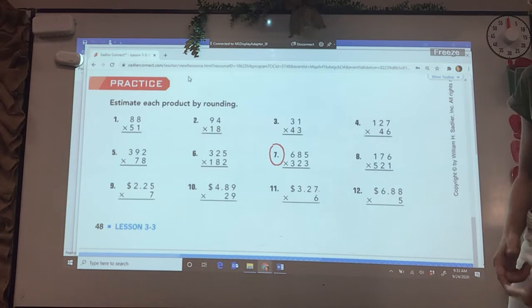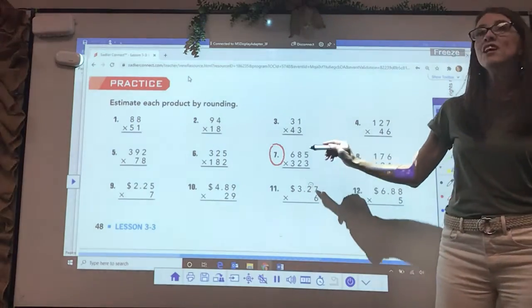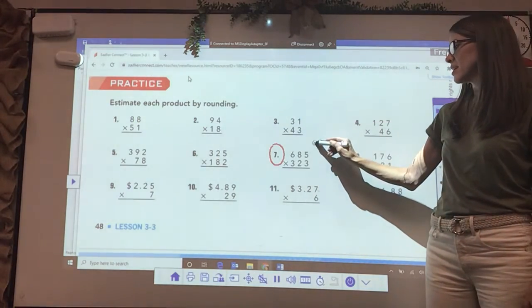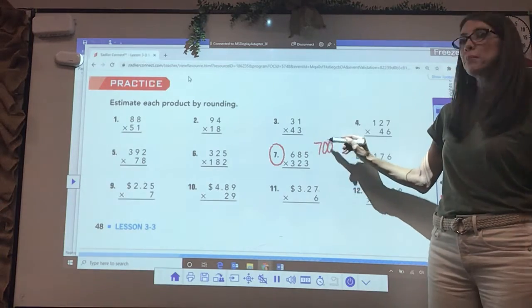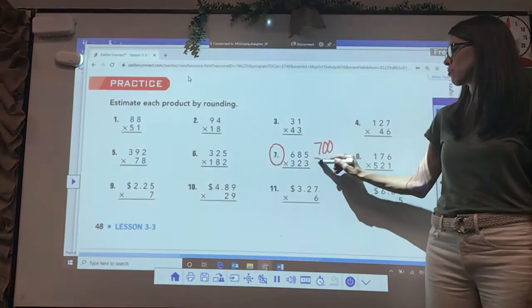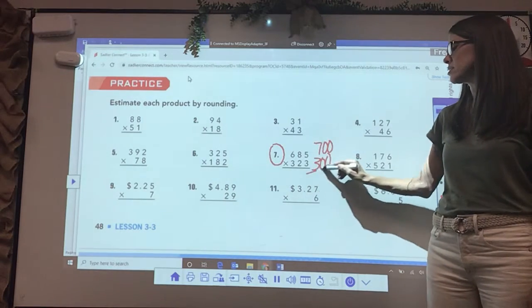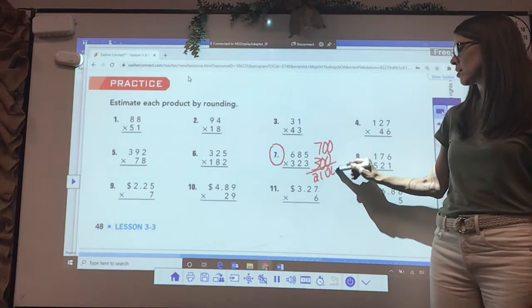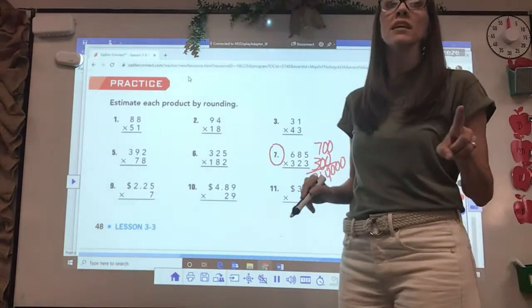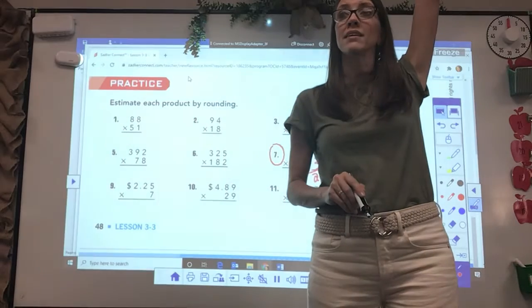All right, that's it. Wait. 685 to the furthest spot is 700. Keep your boards up. I want to see you got it right. 323 rounds to 300, and then your answer is 210,000. Who got it right? Raise your hand. I'm gonna see.